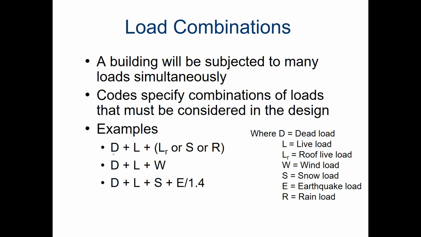So perhaps the building code will say if you have your dead load plus your live load plus your roof live load, or your snow load or your rain load, calculate that and then maybe compare it to the dead plus the live plus the wind. See which of those is largest and use that. The third example here is dead plus live plus snow plus the earthquake load divided by 1.4. So you'll just have to rely on what the building code is asking you for and go with whatever that is, but it'll probably be set up as a load combination.